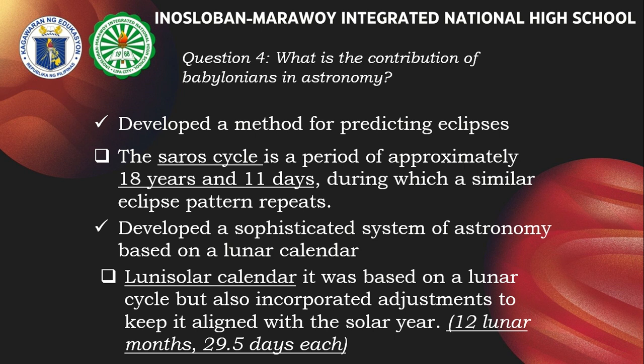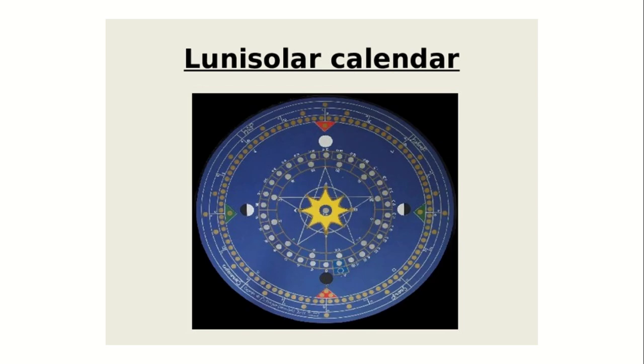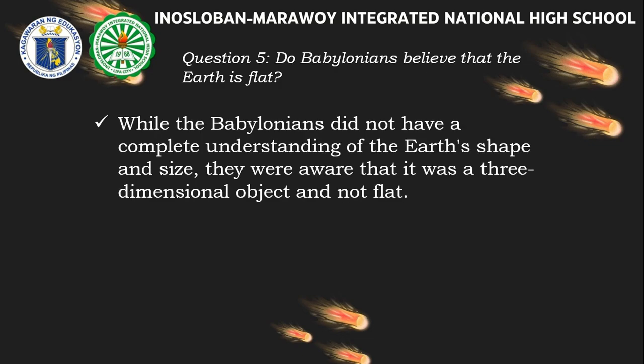Okay, pero pag ni-round up naman natin yung 29.5 na din, ano, which is, ilan ba? Okay, yung days natin ngayon sa ating mga months. Di ba minsan 30, 31, okay, and then February 28 lang. Okay, so, which is, close. Okay, magagaling din. Next, ito po yung ating picture ng lunisolar calendar. Ayan. Next, well, may question tayo, do Babylonians believe that the earth is flat?